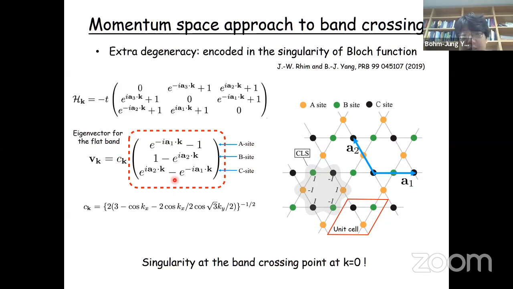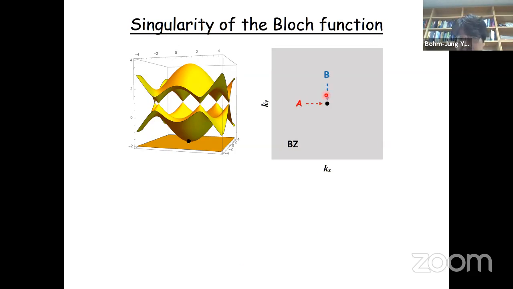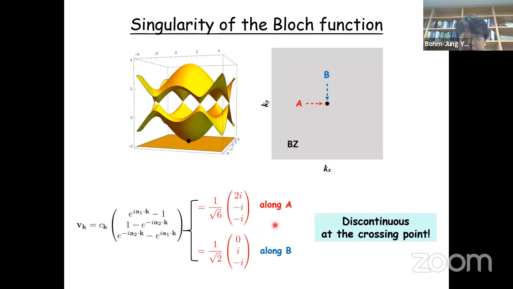What is interesting here is that at the band crossing point where k is equal to 0, all three components become 0 at the same time. This means that the normalization factor becomes infinite at the band crossing point, so there is some kind of singularity of this eigenvector there. To see this singularity more clearly, let's look at the form of the eigenstate when we approach this band crossing point. We take two different paths to approach the band crossing point and look at the relevant wave function. We see that depending on the path we take to approach this crossing point, we have a different eigenvector. This means that there is a discontinuity of the wave function at this crossing point. This is basically the meaning of the singularity of the Bloch wave function that I mentioned.